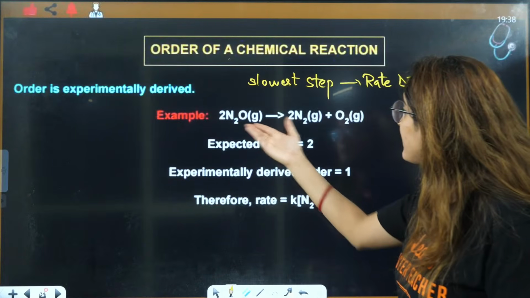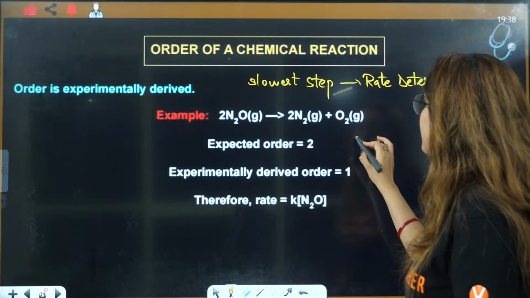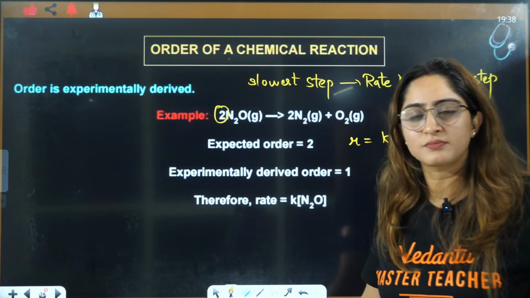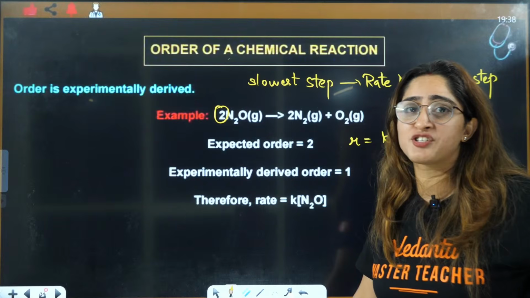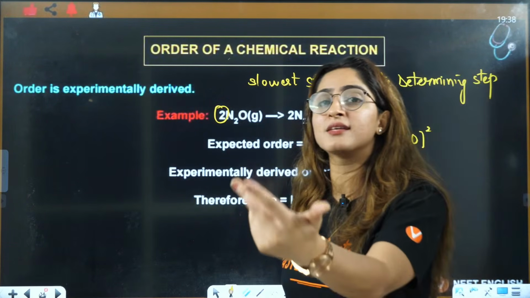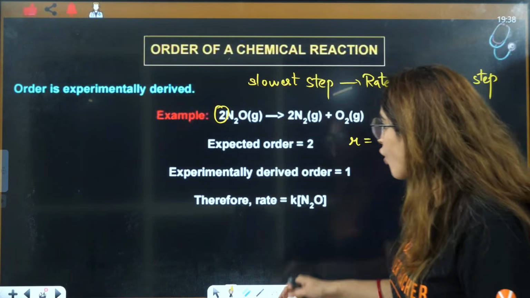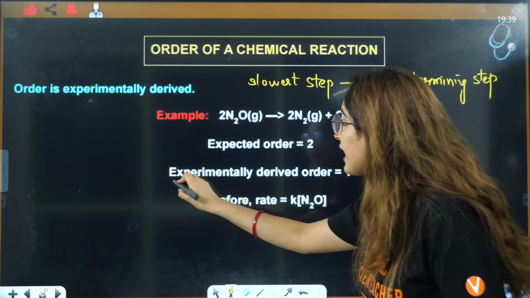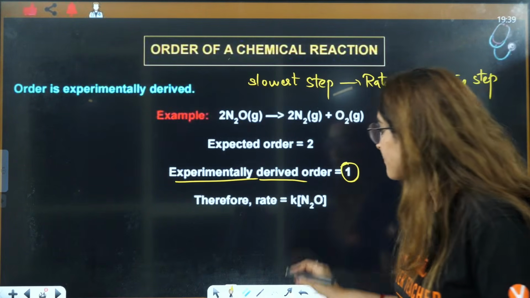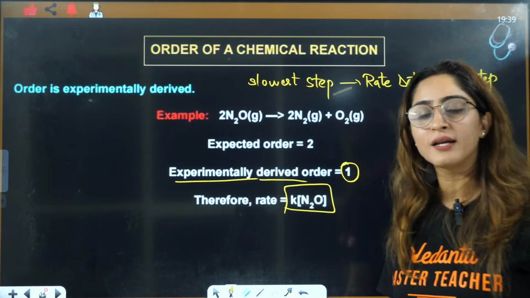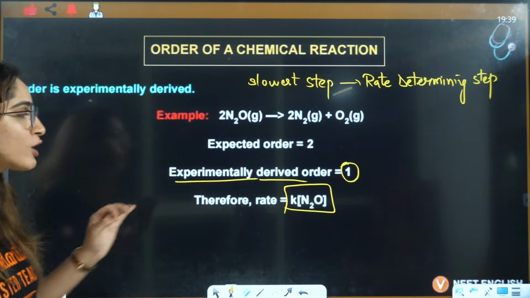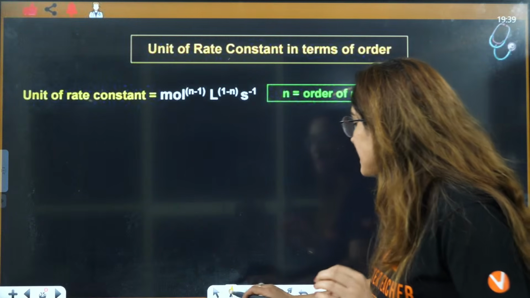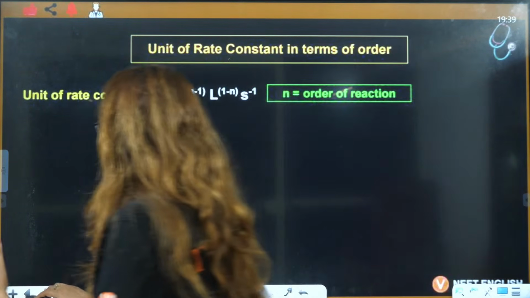So you can say the example is this. From this example, you can say, ma'am, easy, rate is equal to K N2O raised to power 2. This is the stoichiometry. But if I say this is a complex reaction, that is, I am telling you that I have done the experiment and this is turning out to be a complex reaction, then in a complex reaction this cannot be the rate. So we will define experimentally that the order is coming out to be 1. That means in reality, it is N2O raised to power 1. That we have defined experimentally. So order of the reaction is an experimentally derived quantity.